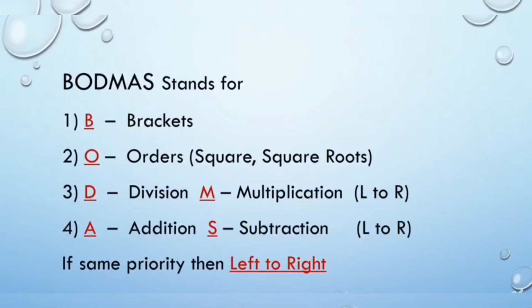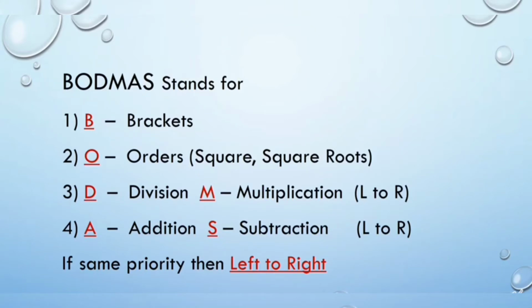BODMAS stands for B for brackets. It can be any type of bracket, square bracket, parenthesis, etc. And O stands for orders, like square, square roots, exponents, all coming in orders. That is the second priority. Third is division and multiplication.